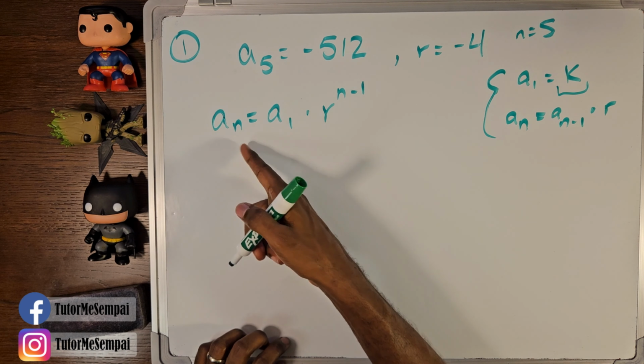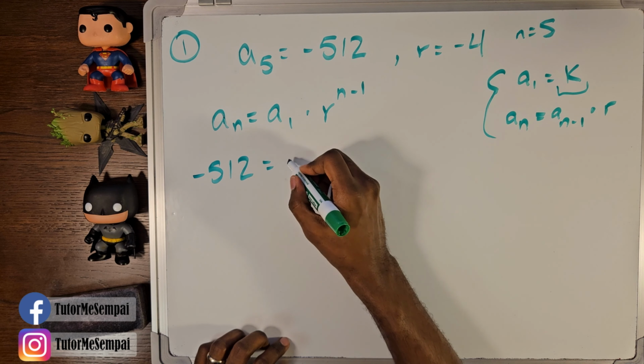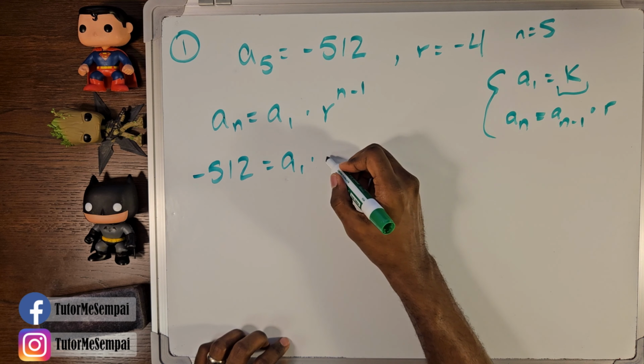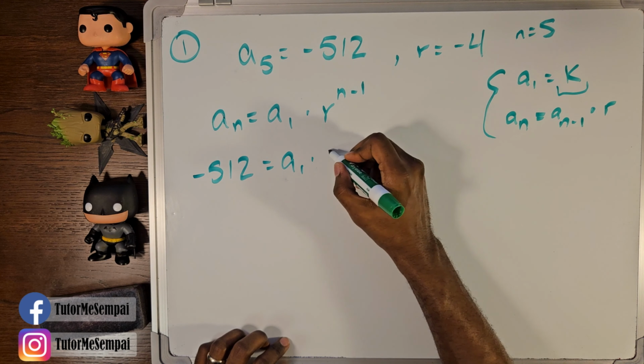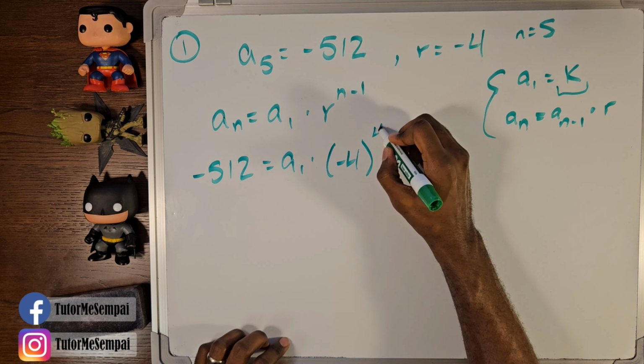So a sub 5 is going to be negative 512 equals a sub 1 times, we know what r is, it's going to be negative 4, and 5 minus 1 is going to be to the 4th power.